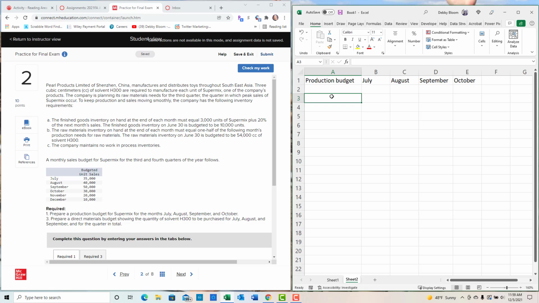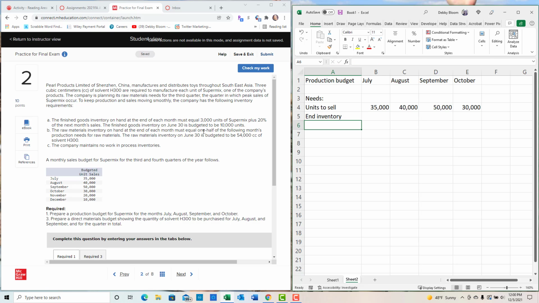For our production budget, the first thing we're going to look at is our total needs for inventory. And if you remember from the production budget, we have 2 needs. We need enough units to sell, and those are given in the problem. So our budgeted unit sales in July are 35,000. In August, they're 40,000. September is just given in the problem, 50,000. And in October, 30,000. Then we also need enough units in our ending inventory.